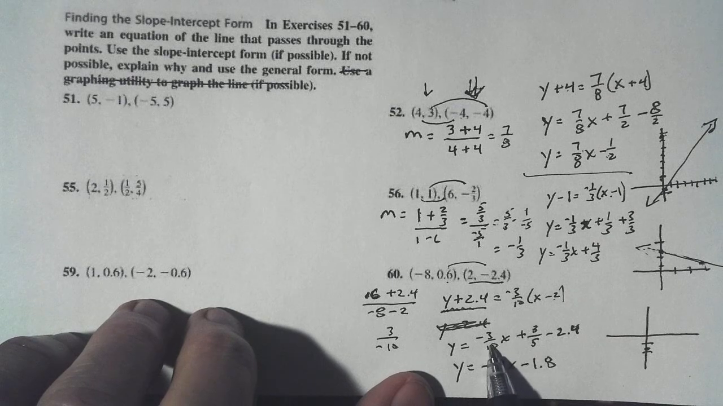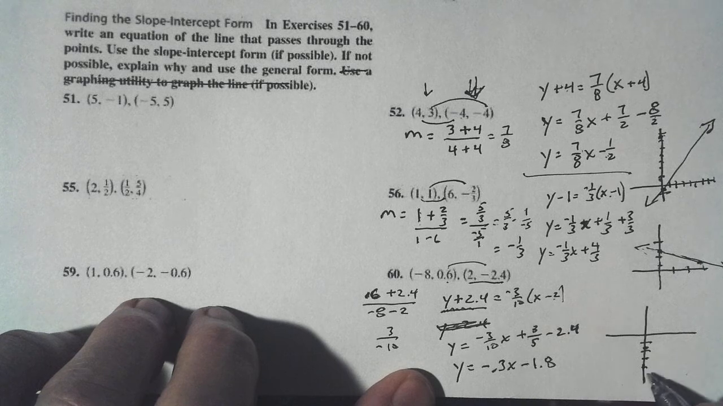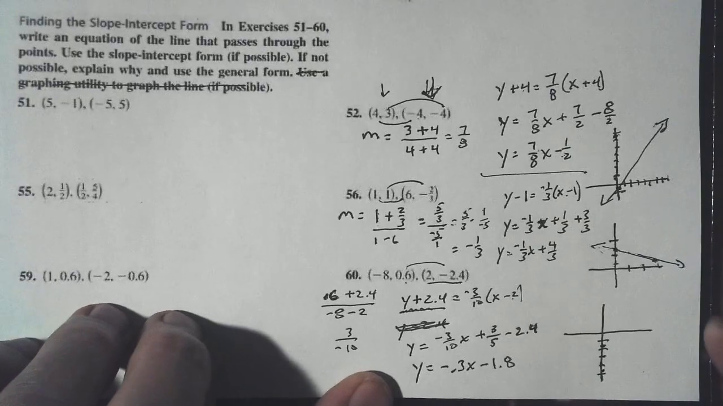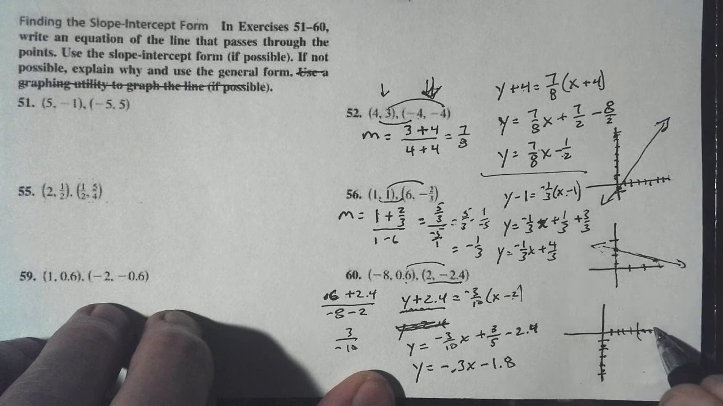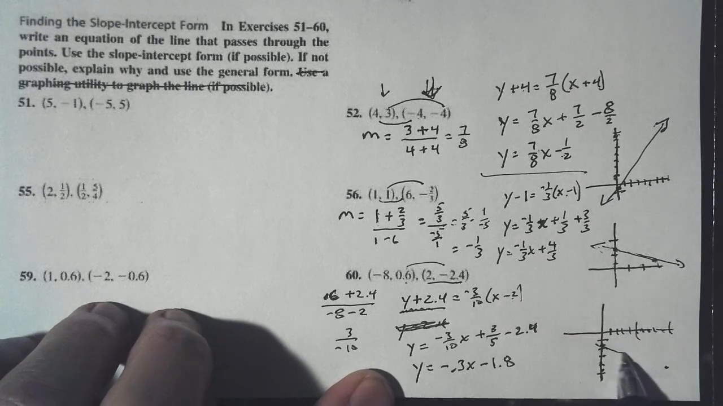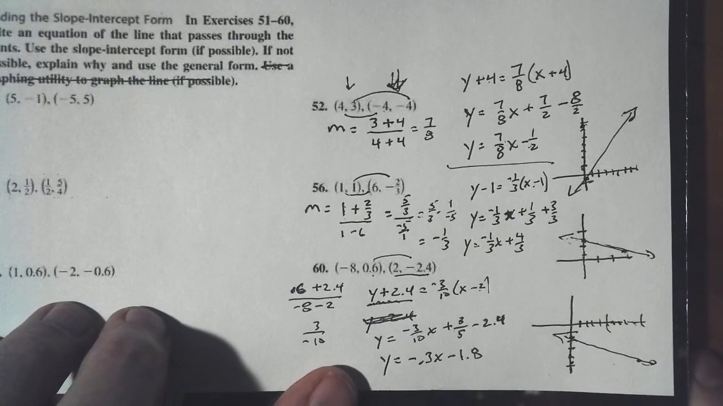I'm going to go down 3 from there. Down 3 from there, about right here. As I go to the right, 10 from there. 1, 2, 3, 4, 5, 6, 7, 8, 9, 10. So we'd be looking like this. So there you have it.